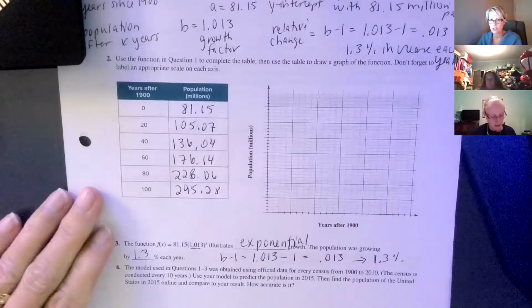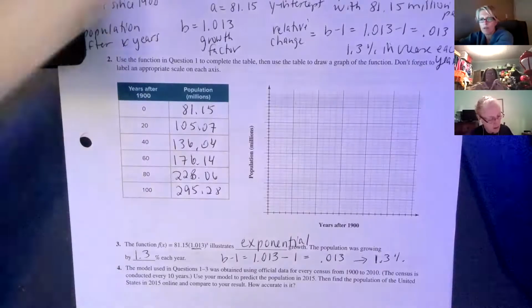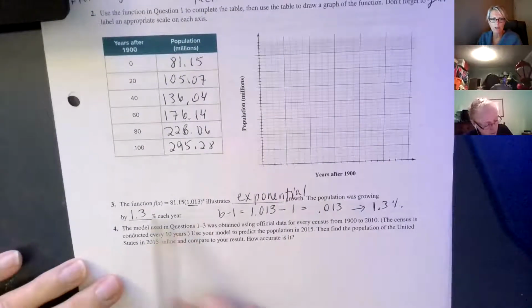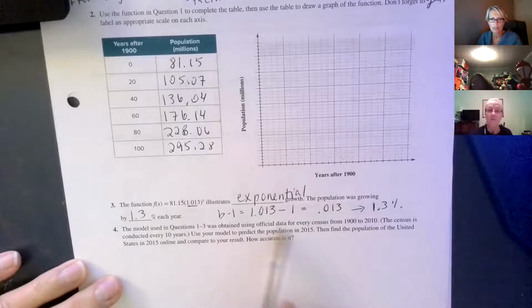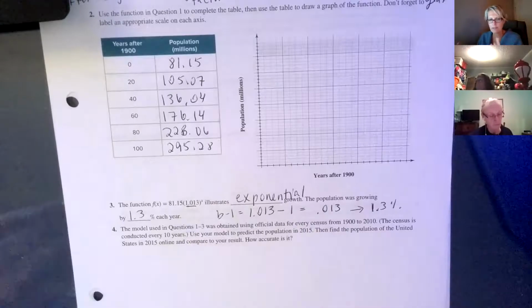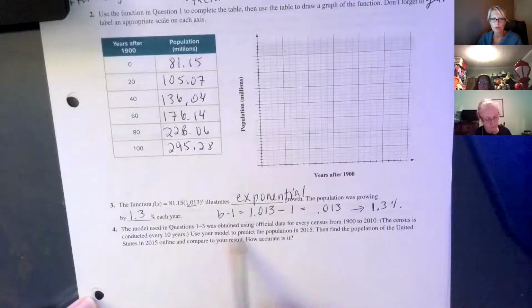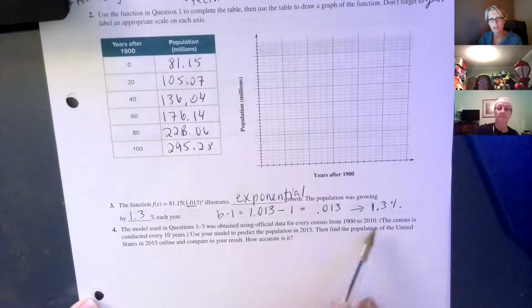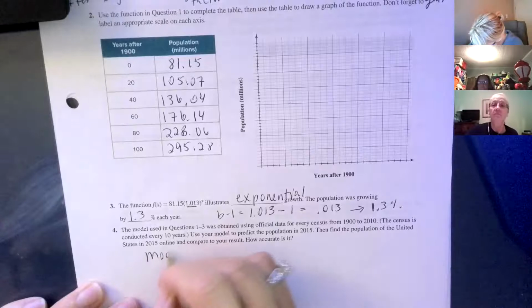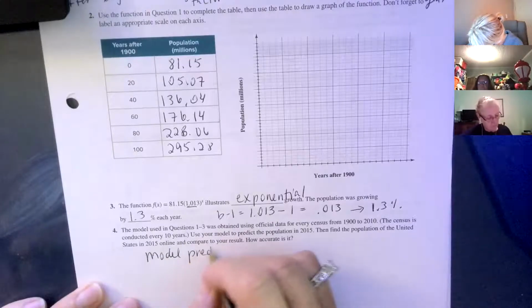Hi, Carter, you had some questions? So number 4 says, the model that we got here was obtained using official data from every census from 1900 to 2010. The census is every 10 years. It's not great, but that's what they did. So it says, use your model to predict the population in 2015. Then find the population of the US in 2015 online and compare it to your result.